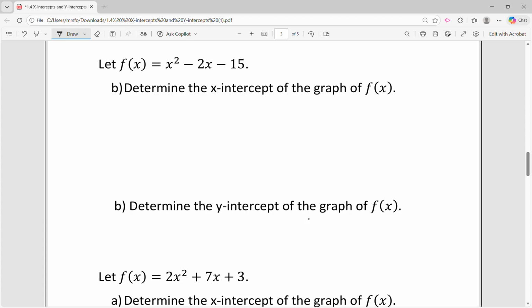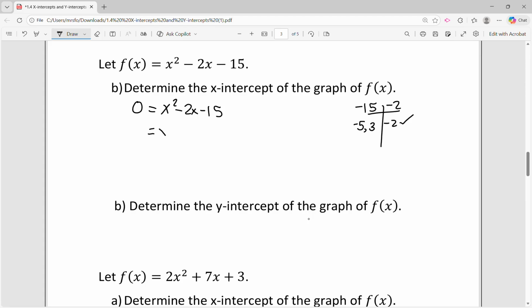To find the x-intercept, you replace the y with 0. Now, this is a quadratic function, so I cannot just solve it. I have to either factor and solve or use the quadratic formula. So to check to see if I can factor, I ask, are there 2 factors of -15 that add up to -2? So the first thing that I think of is -5 times 3.